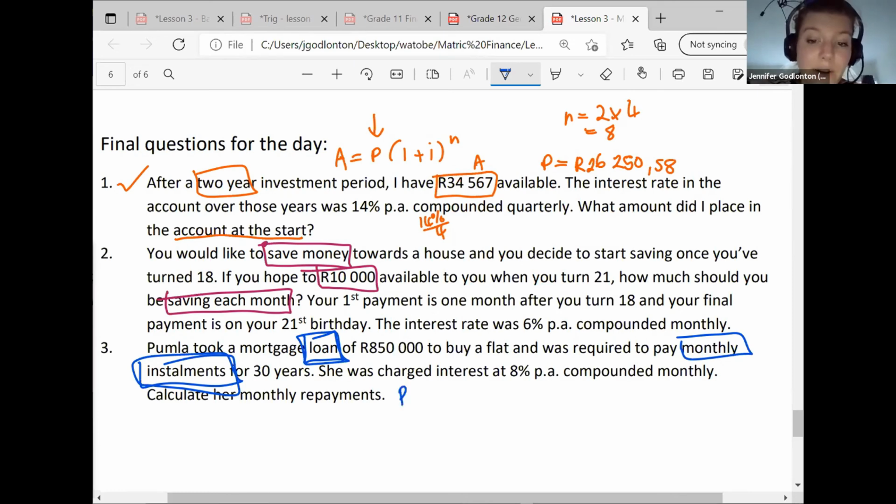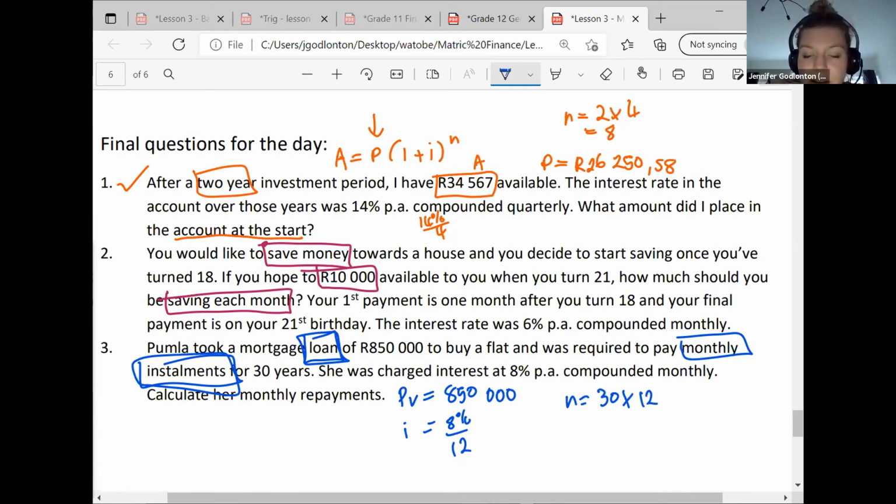Our present value is 850,000. Our interest rate is 8% compounded monthly. Our N would be 30 years, but there are 12 payments each year, so it's going to be a big N. And we are trying to find X. So we knew the formula, we have everything else, and just put it into the formula and find what we're wanting. And that is where we are going to be calling it a night.